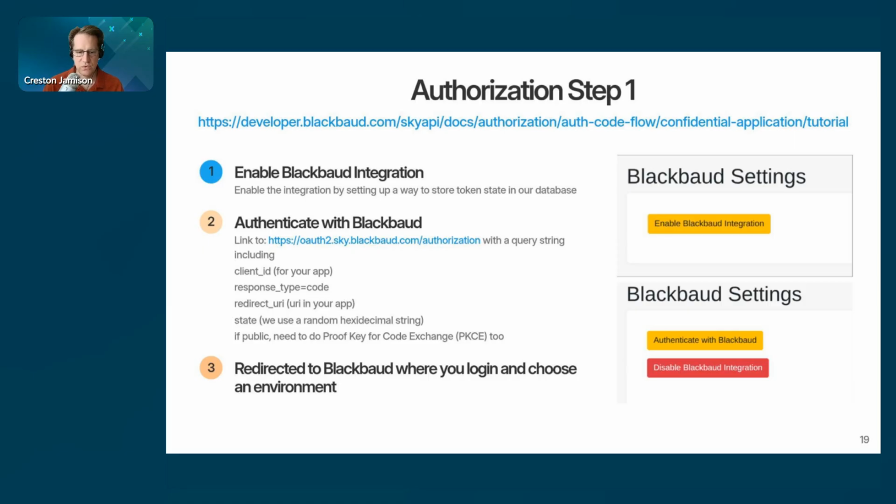And then the last thing you need to attach if you're doing public, so if you're doing a confidential application, you don't have to, but if you're doing a public application, you also need to do proof key for code exchange. So that needs to be included as well. So once users click on that button, they're redirected to Blackbaud. They log in if they need to, and then they choose the particular environment that they want to connect.